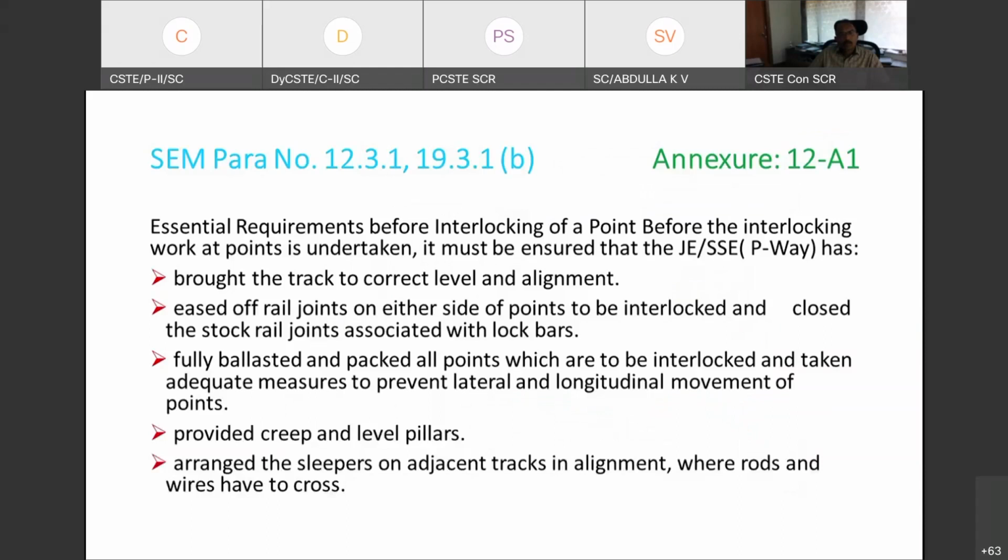And initially, for the requirements before interlocking any point, as per SEM para number 12.31 and 19.31b, these are the engineering requirements to be ensured. The track should be brought to correct level and alignment, any joints should be eased off, and the point should be fully ballasted and packed.